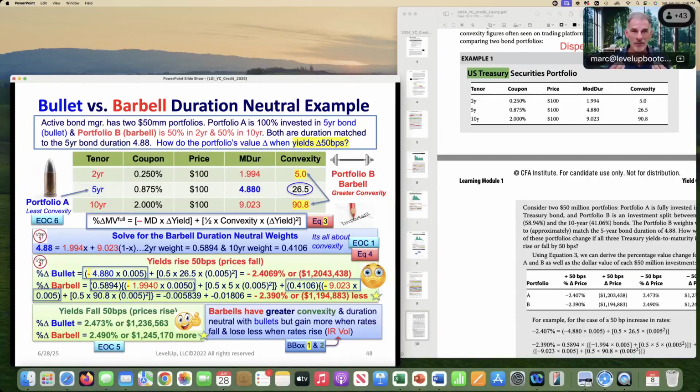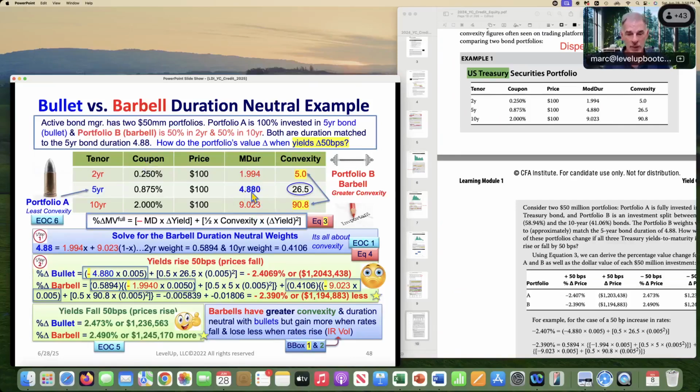So what we're basically saying is we're taking it down to the convexity statistic. Okay. How do the portfolios value when the yields change by 50 basis points? Now here they're just saying a generic change, not up, not down, but they want you to do both scenarios. Okay, so notice the 2 and the 10-year are the barbell, the 5 is the bullet. So the bullet duration is 4.88.